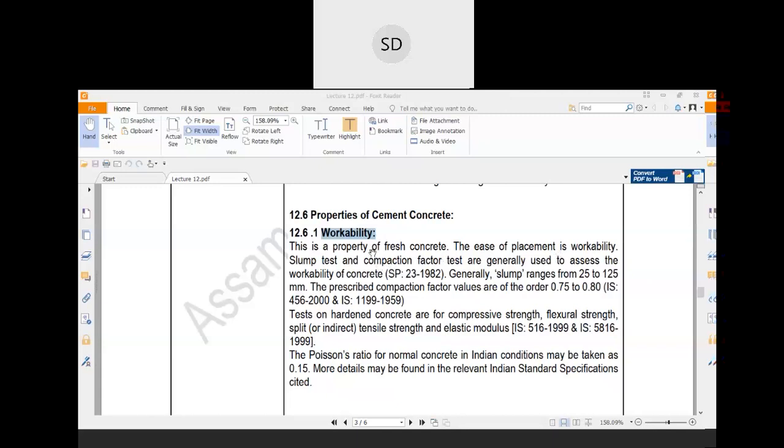Yes, sir. Okay, so basically workability increases with the addition of water, and it decreases with a decreased or lesser quantity of water.